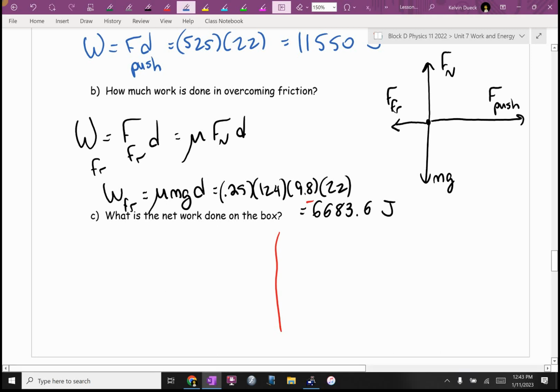Well, Jesse, if the work done in pushing was force push times distance, and if the work done by friction was force friction times distance, what do you think the net work is going to be? Spot the pattern. More specific. Which F? No, that's up here. Work done in pushing was the force pushing times distance. The work done by friction was the force friction times distance. The work net is the force net times distance.